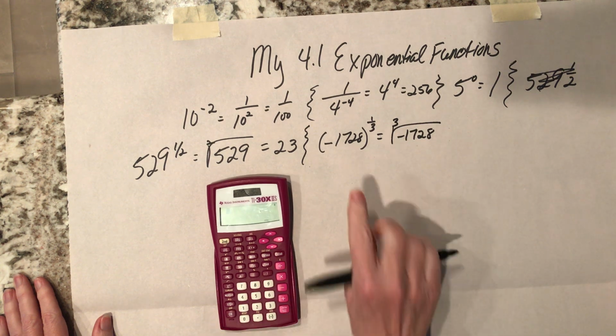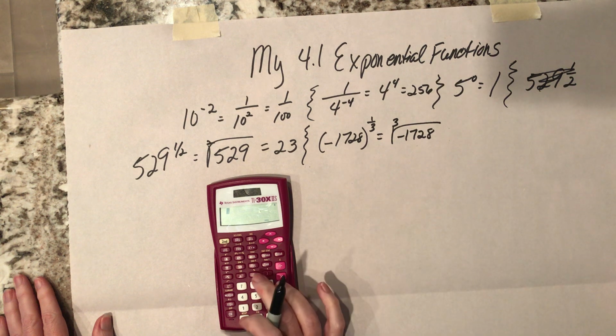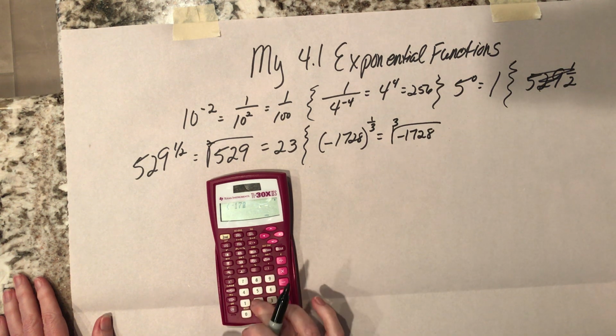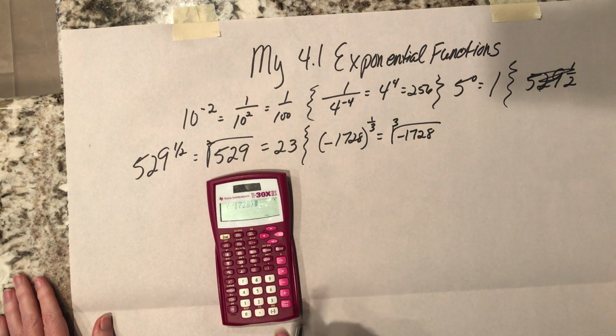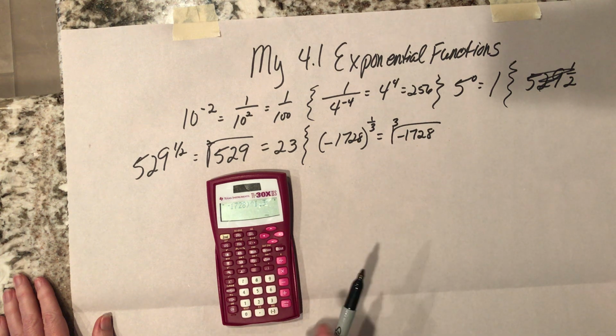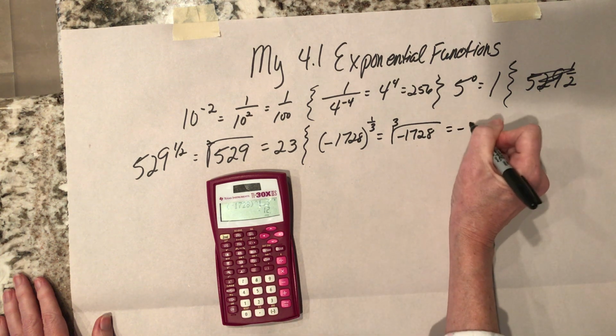Either way, let's go this first way. I'm going to put it in parentheses so the negative gets dragged along. Negative 1728, close those out. Raise it up to the 1/3 power, so that'll be 1 ABC 3. And there's negative 1728 raised to the 1/3 power. That'll give you a negative 12.